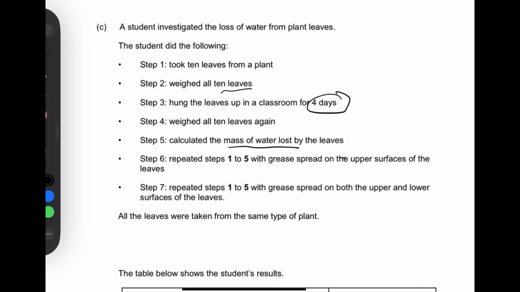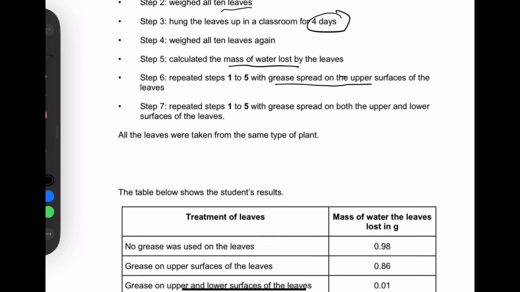Mass water loss. Step 6, repeat steps 1 to 5 with a grease spread on the upper surface of the leaves. Step 7, repeat steps 1 to 5 with a grease spread on both the upper and lower surfaces of the leaf. So as you can see here, I was just highlighting all the important information that I think I need to remember. It makes more sense of what's happening so that I can answer the questions faster and more efficiently.